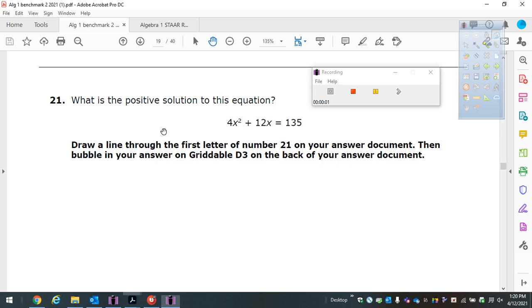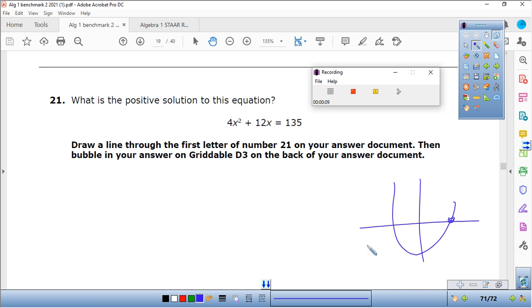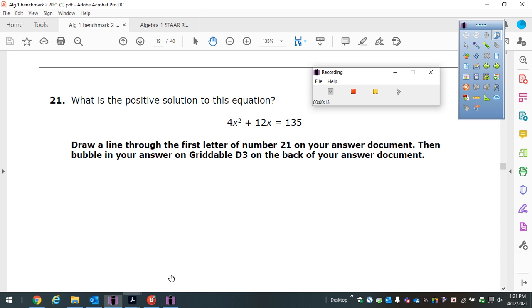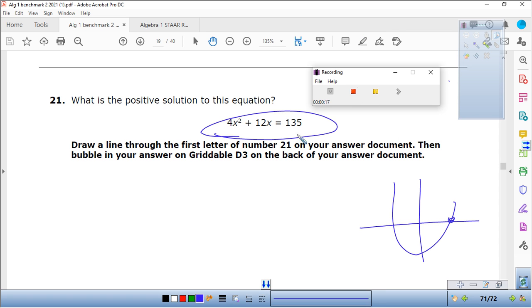Okay, so here we go on this one here. We're going to find the positive solution. If you think about this, it's basically graph it. I want one here like this. I don't know exactly what it is, so let's go ahead and graph that and make it real simple. First, to graph that one, what we want to do, guys, is make it equal to 0. So we're going to subtract 135 from this side. Now we'll go 4x squared plus 12x minus 135.